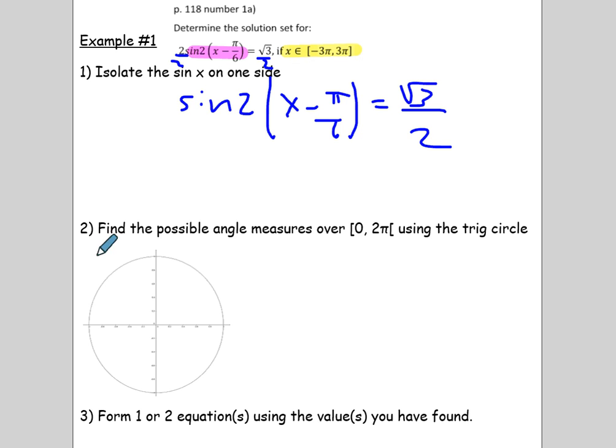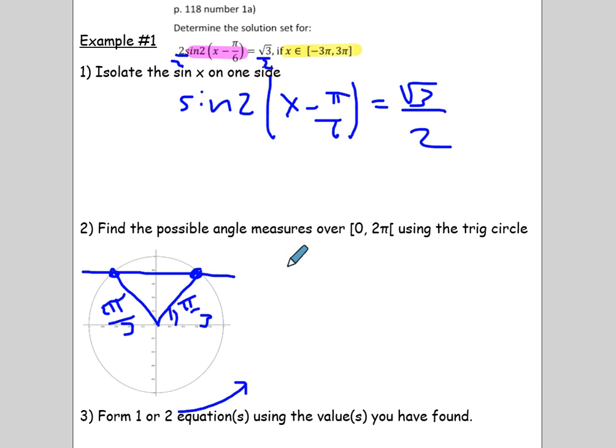So look at your circle. Sine is the y value. So when is it equal to square root of 3 over 2? It's around here. And so that means our angle can be equal to pi over 3, or here 2 pi over 3. So step 3 suggests to form two equations.